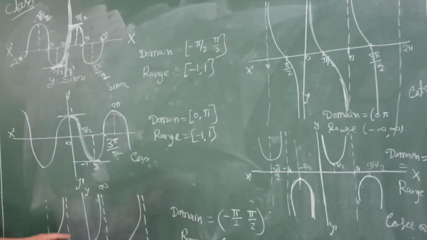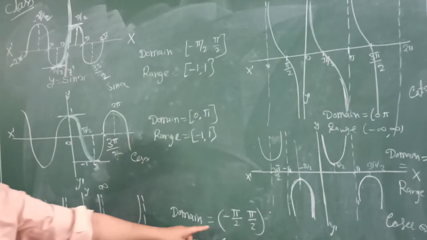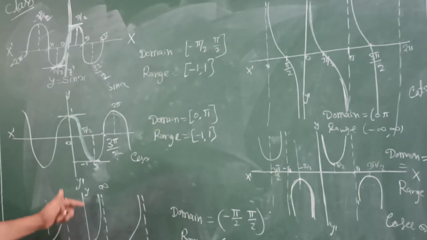Okay. Now see, this is the graph of tan x. Its domain is minus pi by 2 to plus pi by 2. But we know that the tan graph will not exist at 90 degree, since tan 90 equals infinity. So it will be an open interval, minus pi by 2 to plus pi by 2. And its range is minus infinity to plus infinity.